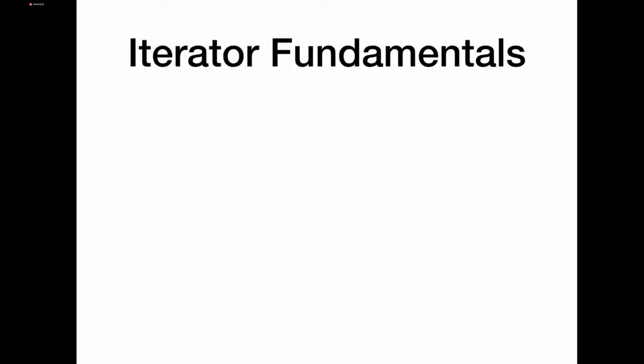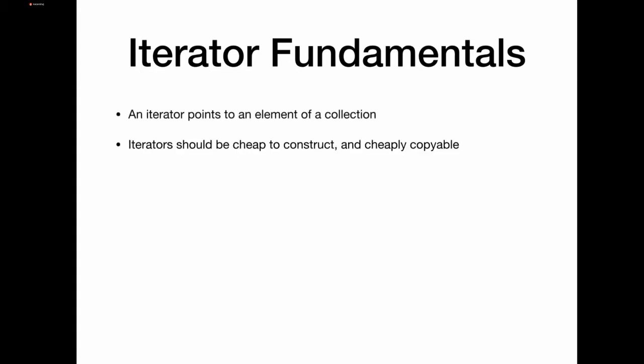All right, so iterator fundamentals. What are the very basic things we can do with iterators? So I've just said an iterator points to an element in the collection. First thing is we want iterators to be cheap to construct. That means iterators shouldn't, for example, allocate memory on the heap. Formally, they say iterators should be constructible in constant time. So constructing an iterator shouldn't depend on the number of elements that you've got in your collection, for example.